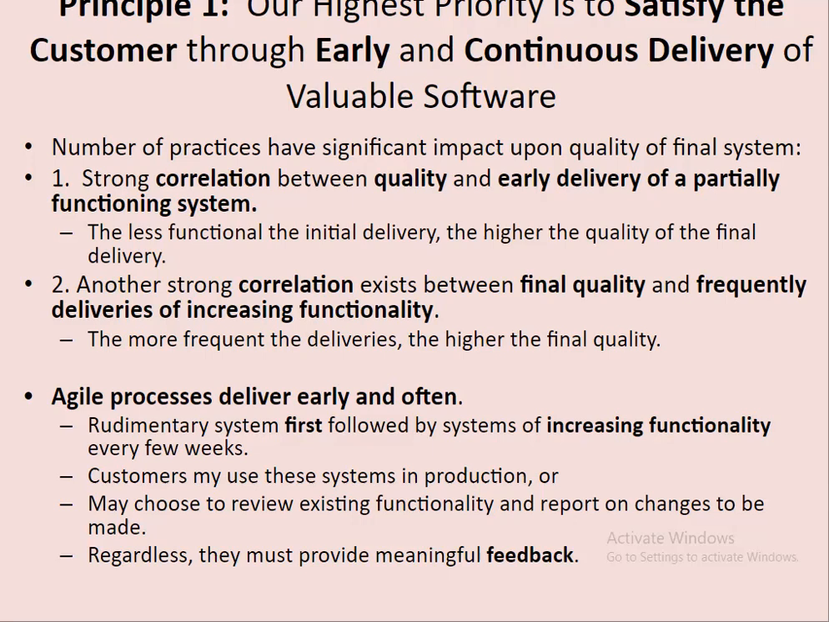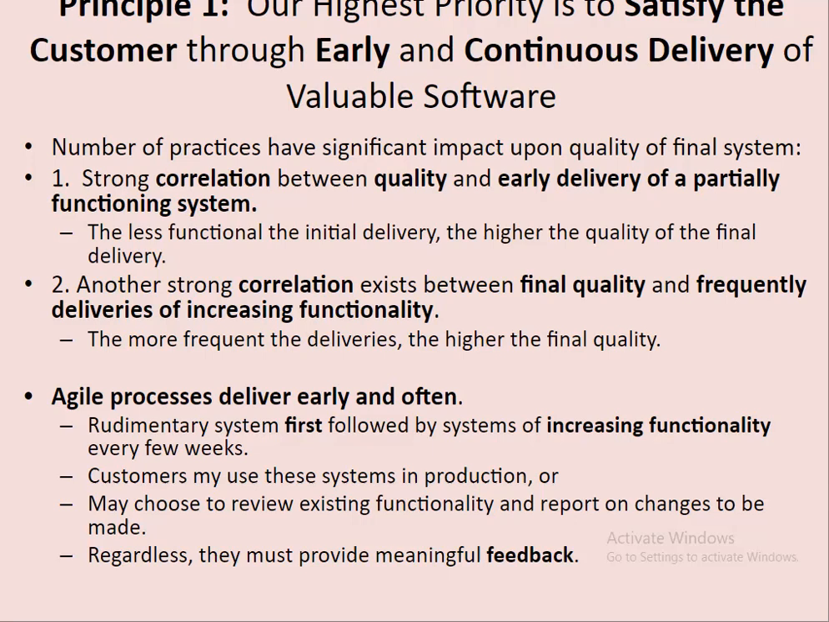Another strong correlation exists between final quality and frequent delivery of increasing functionalities, right? Again, there is a strong correlation. The final product you deliver, and the frequency, after every sprint you are delivering something, and with each delivery you are trying to increase some functionality. The more frequent the delivery, the higher the final quality. So agile processes deliver early and often.